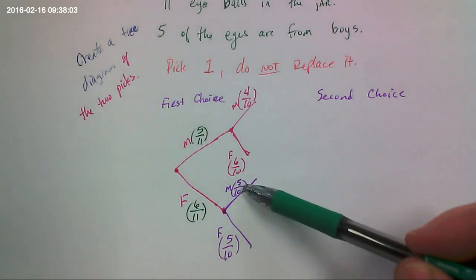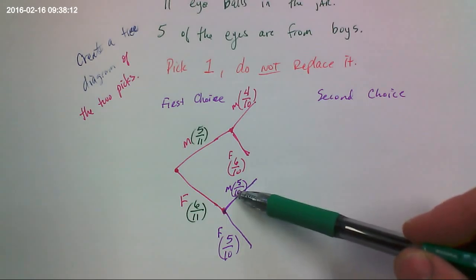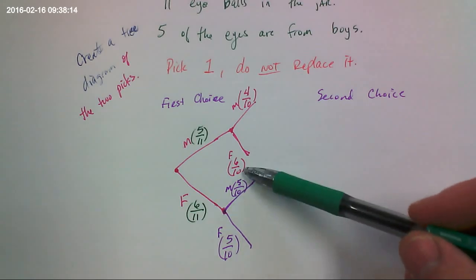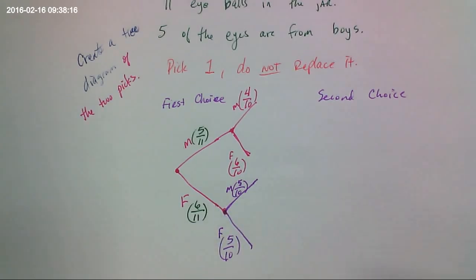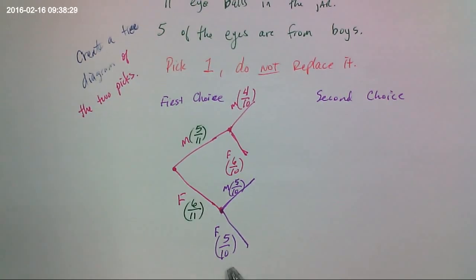America, tell me why this one's 5/10. Because there were 6 out of 11, and now you took one out, so now it's 10. Okay. And then there was 5 in there. Right, and the first choice was female. All right. Hey, Alexis, tell me why this is 5/10. Because you took one eyeball from the female, so that's 5, and then you took one from the total. Right.